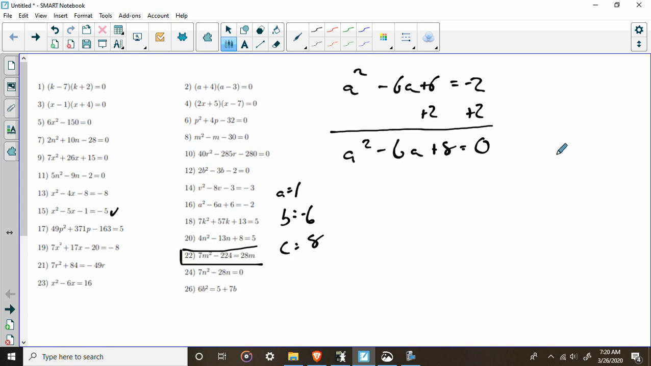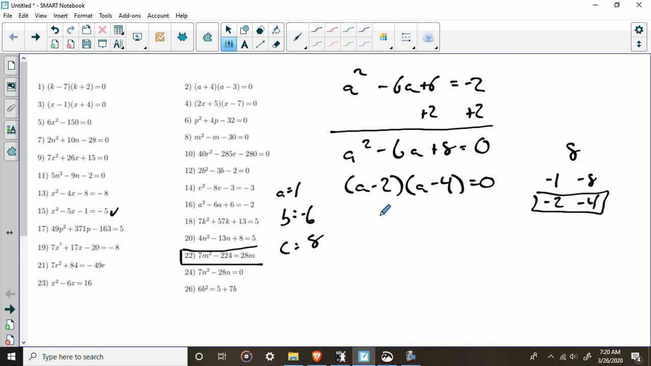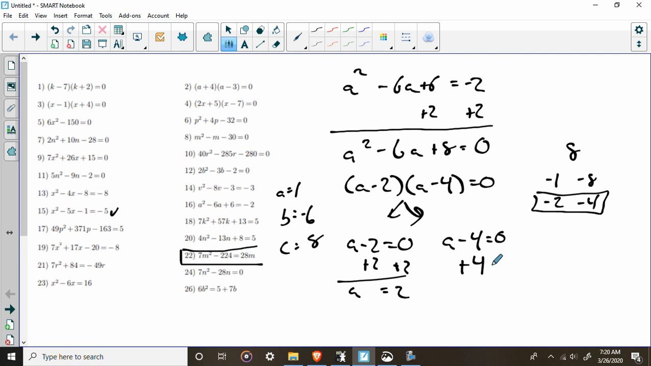What are my factors of 8 that add up to -6? Those are the guys right there, right? So we'll say A minus 2, A minus 4. And again, what are we going to do? Split into 2 equations. A minus 2 is equal to 0. A minus 4 is equal to 0. So let's add 2. A is equal to 2. A is equal to 4.